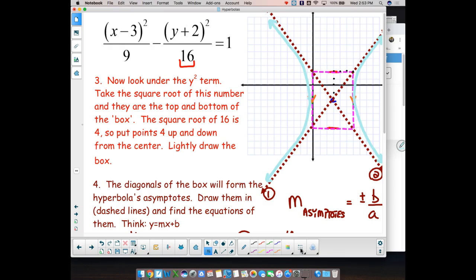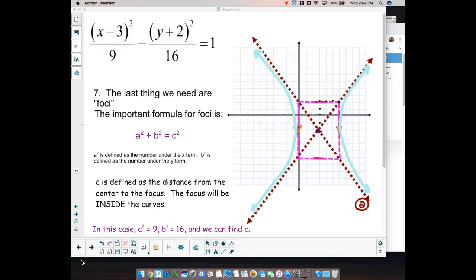And there is our hyperbola. Okay. Oops. Did it again. Step 6 was drawing the hyperbola. So step 7, our last step, clearly we got the most steps involved because it's the most involved one, is we need to find the foci.